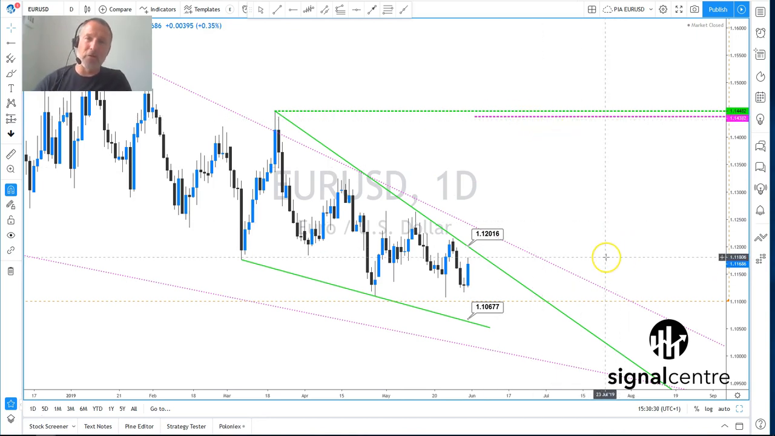I mean, that's probably trying to predict too far into the future, but our immediate bias is bullish in euro dollar. We need to see a break of that trendline resistance at 112.01 going into this week.